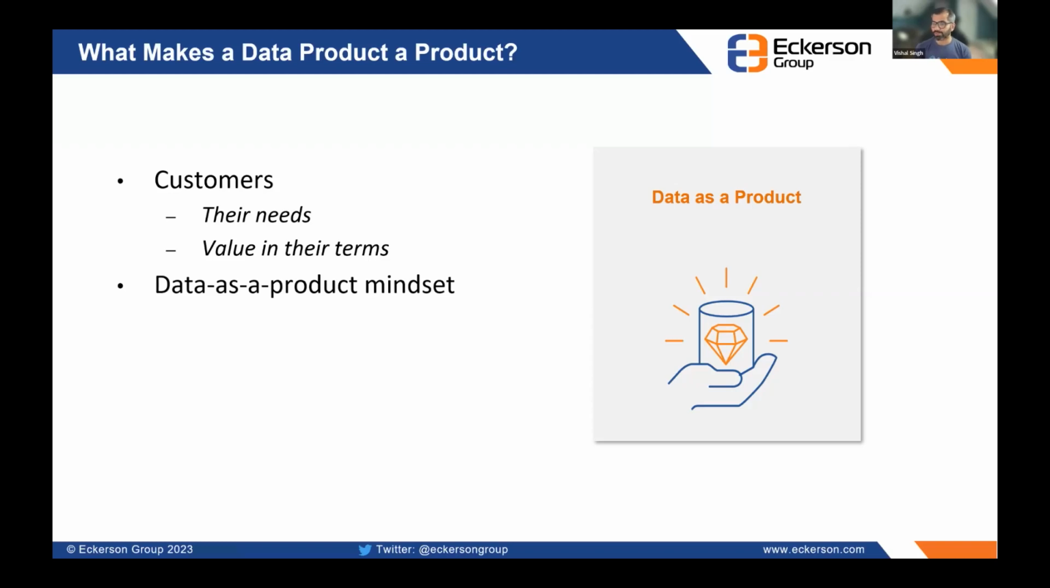So when I go to production, I go with some confidence about how and when it's going to be consumed across my data consumers.